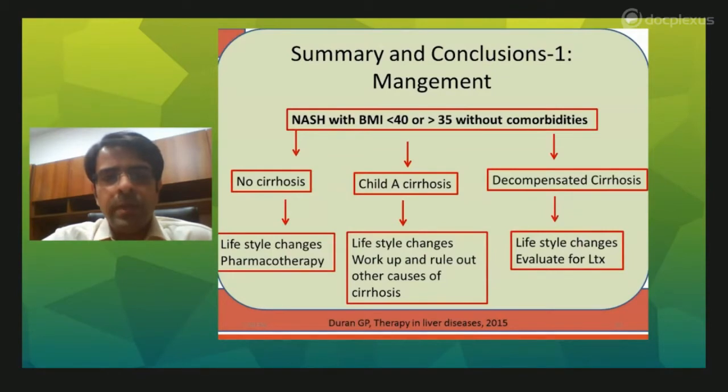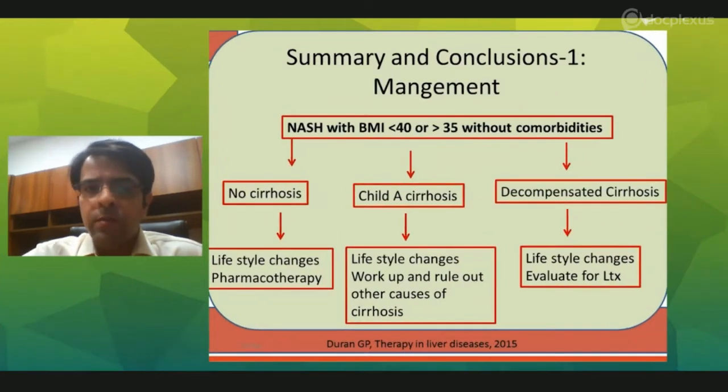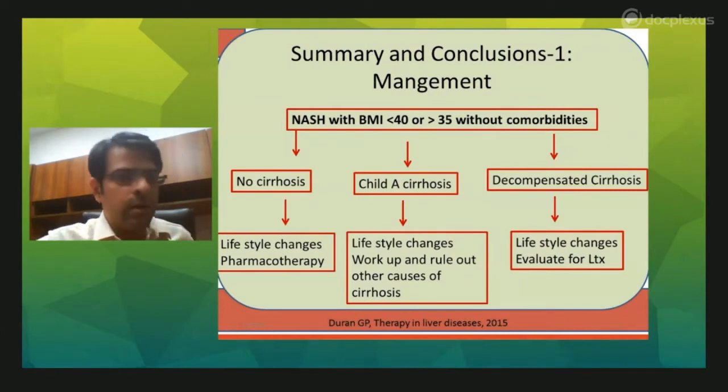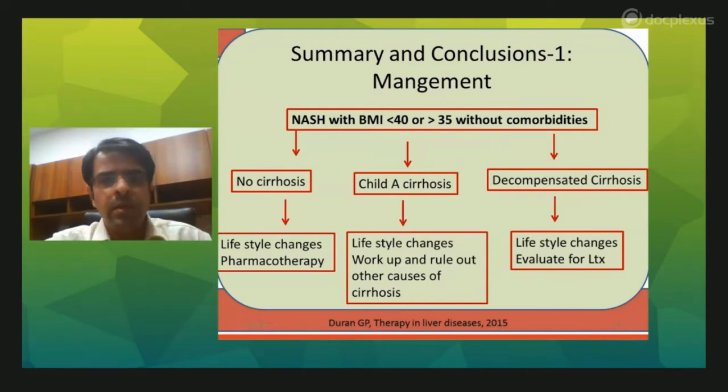So summarizing, in NASH, if someone has BMI less than 40 or more than 35 without comorbidities, who are not otherwise candidates for bariatric surgery, if they don't have any cirrhosis, then the primary and most important treatment would be lifestyle modifications and pharmacotherapy. And if there is Child A cirrhosis, then lifestyle changes and evaluation to rule out other causes of cirrhosis. If someone has decompensated cirrhosis, then obviously lifestyle changes, and these patients need to be evaluated for a liver transplant.